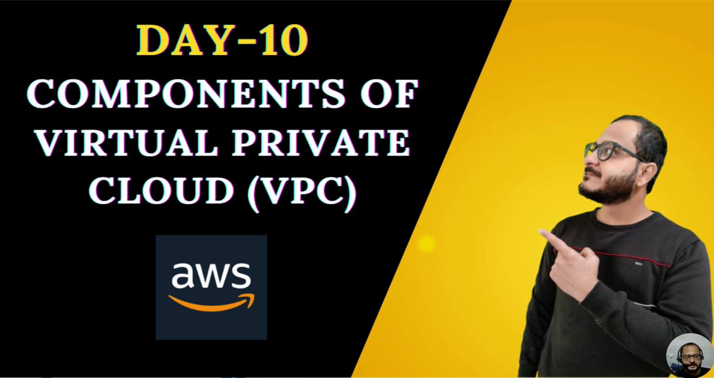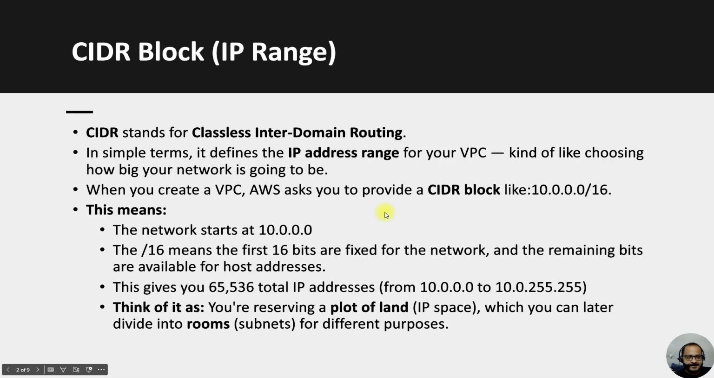So in day 10 of the AWS series, today we are going to understand the components of virtual private cloud. In the previous video we discussed what is virtual private cloud, in short form we call it VPC. In this video we are going to see what all the components we have to create or configure as part of virtual private cloud. So the very first component is the CIDR block.